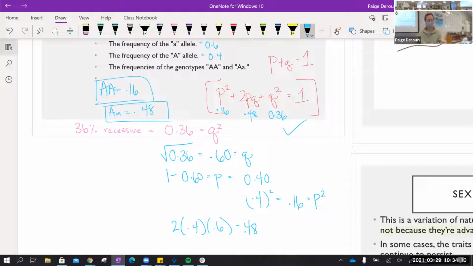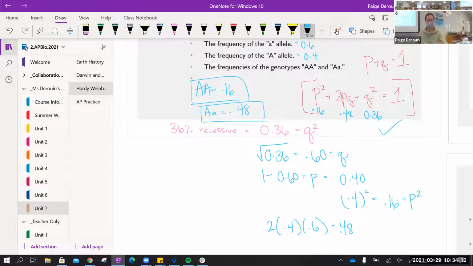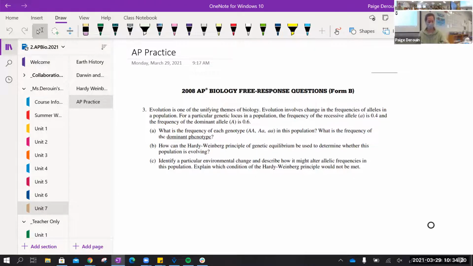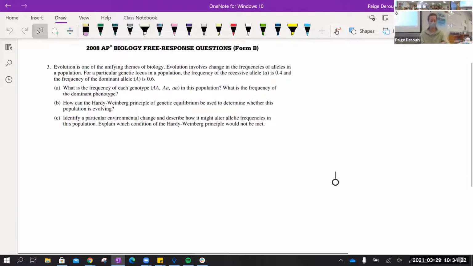Okay, let's try this next one. I think I sent it to you also, but I don't know if the image will show up. So if it doesn't, just watch me and I'll send it to you later. AP practice. Yeah, it showed up. Okay, great. All right. So this one is from a long time ago, but it's the same.